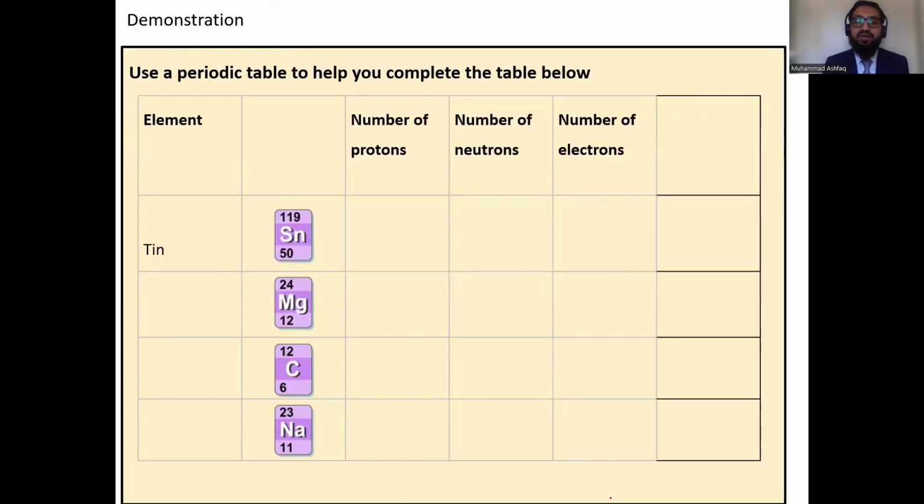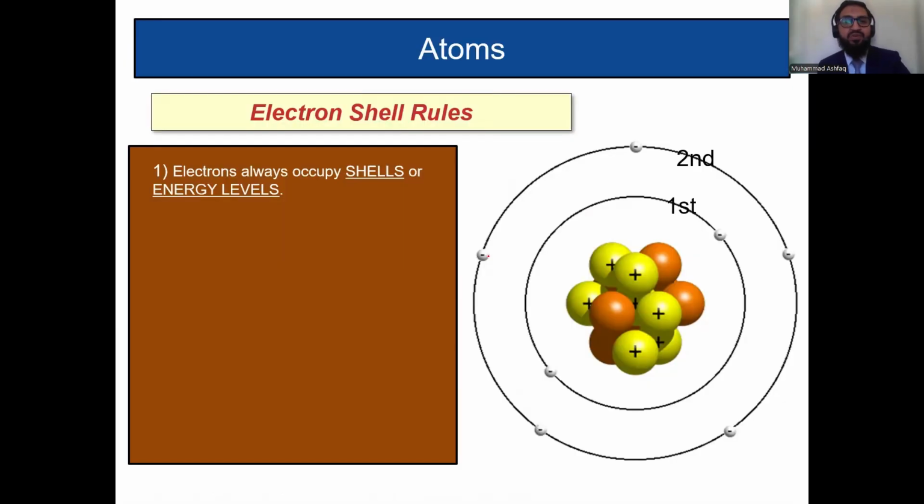So you can pause the video here for 3 minutes. Use your periodic table to complete that one. The first I'm going to do for you, the rest you have to do yourself. So the number of protons is 50. As we know, this is the atomic number, and we know protons equal electrons. 50 is here, and for the number of neutrons, simply atomic mass minus atomic number, and I can get the number of neutrons.